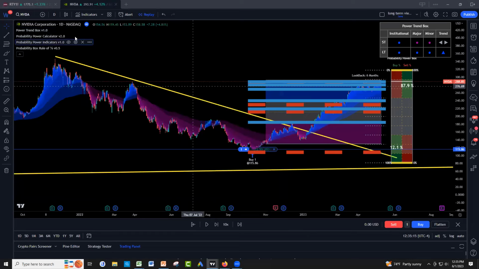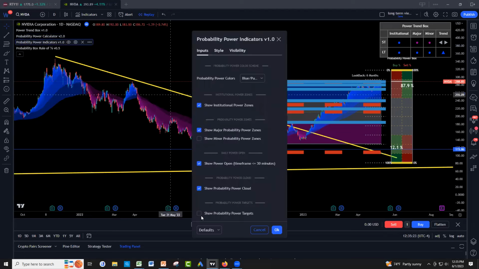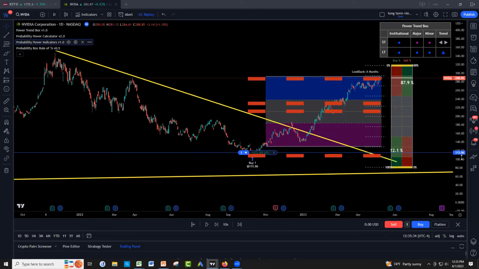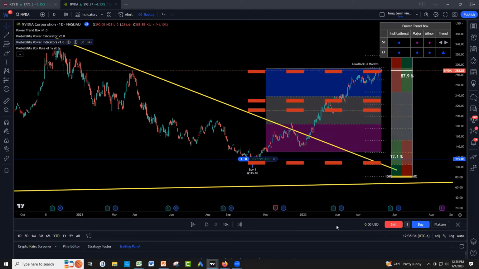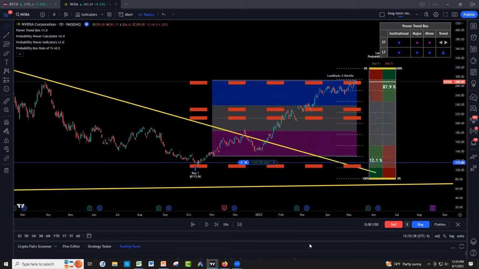You can customize if you don't want to see the cloud. You can go there and remove that. You can remove the cloud, and you can completely customize every element, every component of every tool to help you see everything better if you don't like the trend cloud.